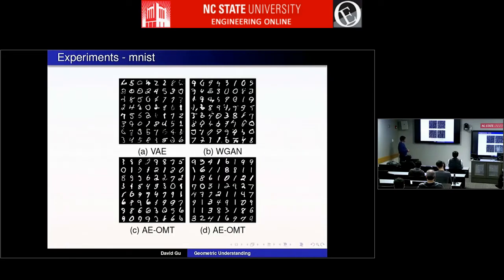So here we can compare some results. We generate MNIST. This is a result from the VAE model. This is from WGAN. We see a lot of cases which are not realistic, generated between modes. But using the AE-OMT model, our model, we see things getting better.